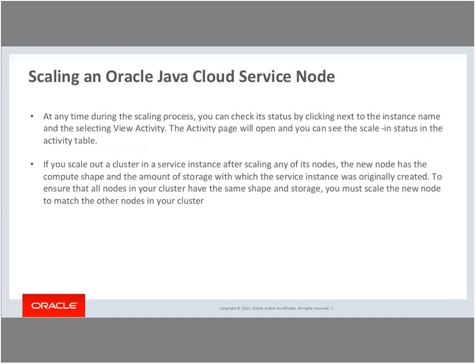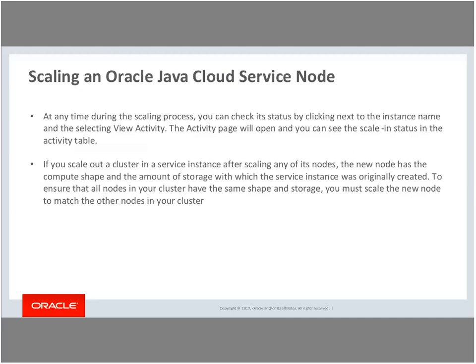If you scale out a cluster in a service instance after scaling any of its nodes, the new node has the compute shape and the amount of storage with which the service instance was originally created. To ensure that all nodes in your cluster have the same shape and storage, you must scale the new node to match the other nodes in your cluster. So this is again a node with a double star. That means you provisioned a JCS instance and then you did a scale-up operation.